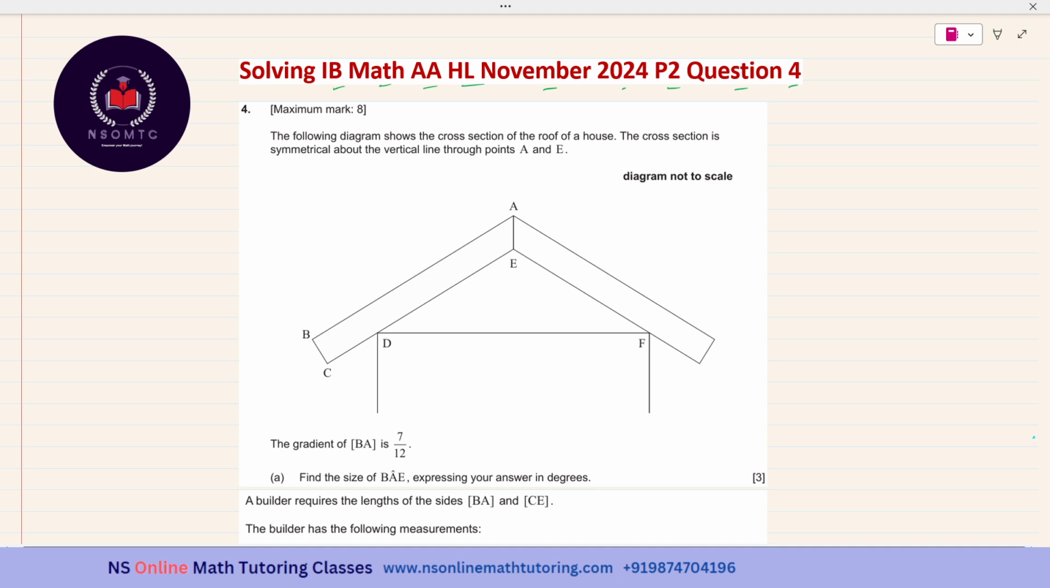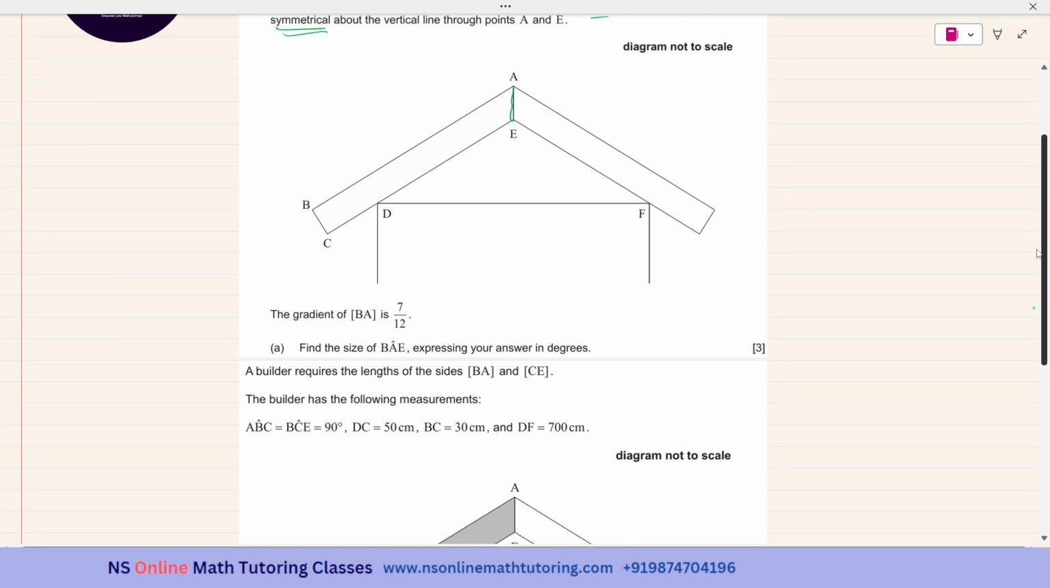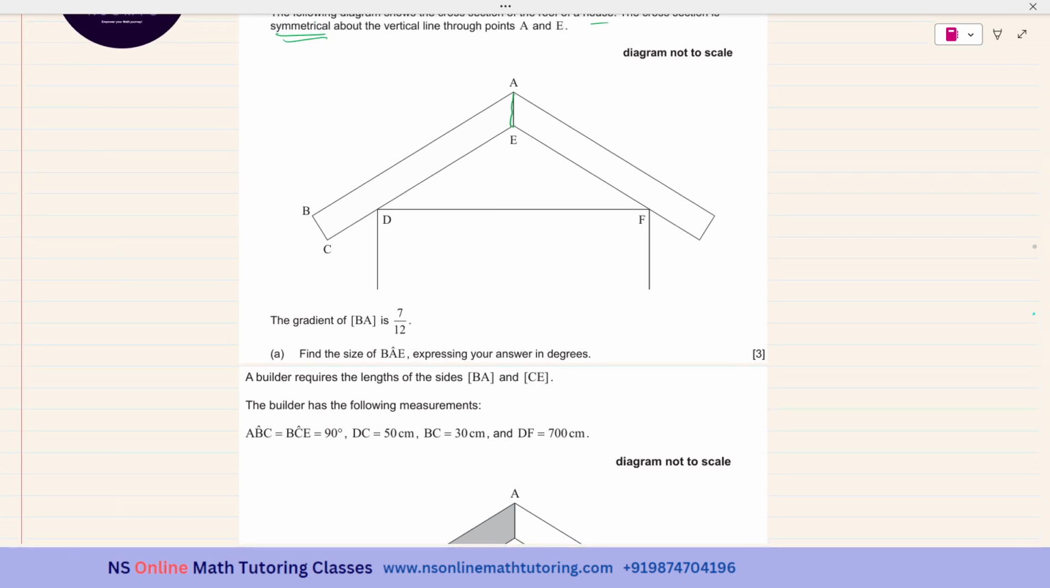The maximum mark is 8. The following diagram shows the cross section of the roof of a house. The cross section is symmetrical about the vertical line through points A and E, and the gradient of BA is 7 over 12. The question is to find the size of angle BAE, expressing your answer in degrees.